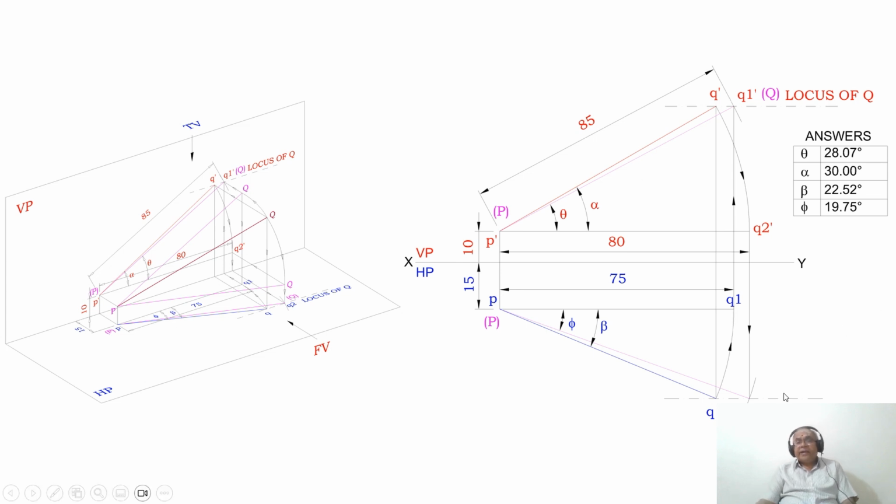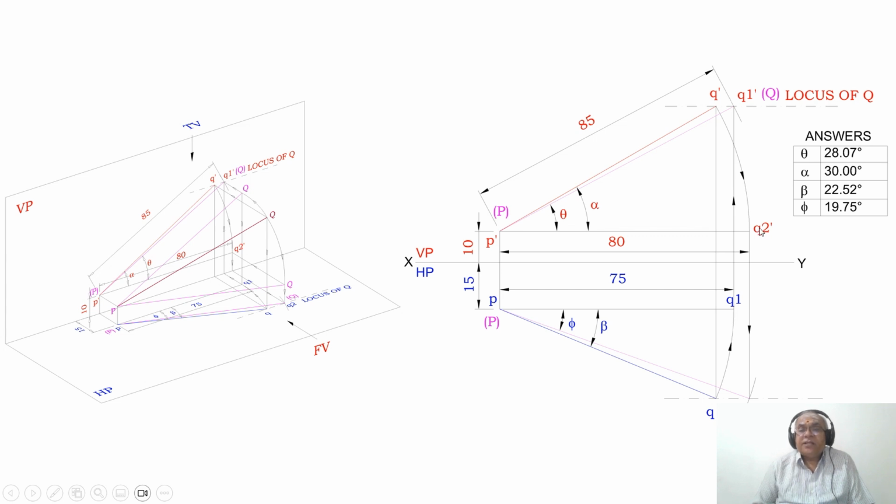So we were able to find the true length in the top view. Similarly, I want to find the apparent inclination with respect to HP, so I need the front view line. Till here we have found the true length in the horizontal plane. I should have a line parallel to HP, that is, P dash is above HP by 10 mm, Q2 dash is also above HP by 10 mm, then only the line is parallel to XY in the front view.